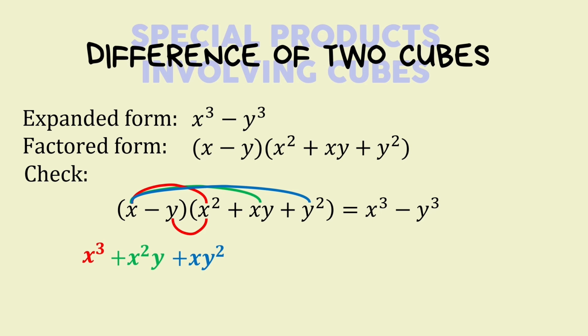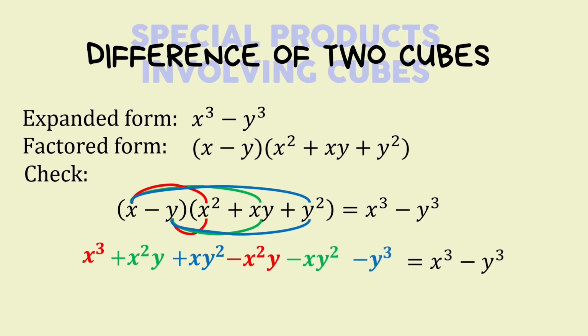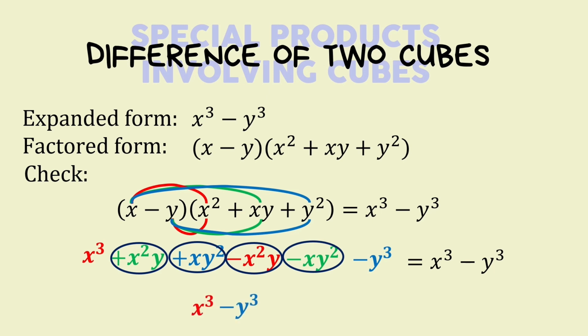Next, we have with negative y. We have negative y times x squared, which is equal to negative x squared y, negative y times xy, which is equal to negative xy squared, and negative y times y squared, which is equal to negative y cubed. Right here, we can cancel out x squared y minus x squared y and xy squared minus xy squared, leaving us with x cubed minus y cubed, once again confirming the assumption that these two are equal.